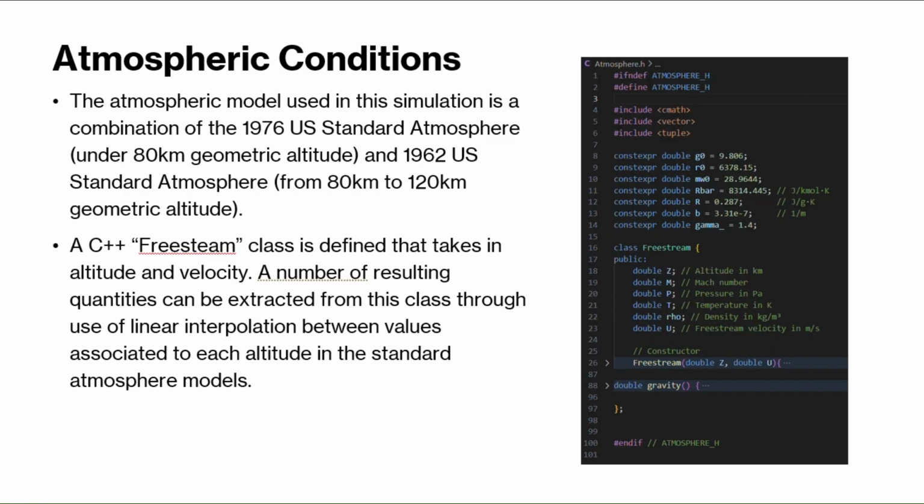For the atmospheric conditions, I used a combination of the 1976 US Standard Atmosphere and the 1962 US Standard Atmosphere. I vary them at the altitude shown here. I defined another C++ class called FreeStream that takes in altitude and velocity, spits out a bunch of values that are used for further calculations. I made this for that same class, aerothermodynamics, where I did a lot with hypersonic trajectories. So this was a great tool to use in this project as well.